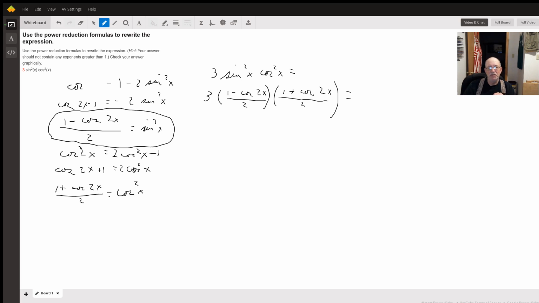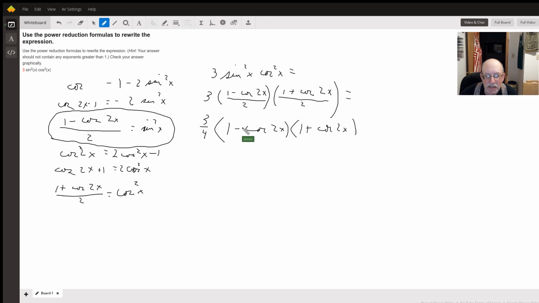So then we substitute, and we get 3 times 1 minus cosine of 2x over 2, and 1 plus cosine of 2x over 2. Let's factor out, that'd be 4 down there, right? 2 times 2. So we're going to get 3/4 times 1 minus cosine of 2x. Oops, I don't have to write them over 2 now. So we get 1 minus cosine of 2x times 1 plus cosine of 2x.